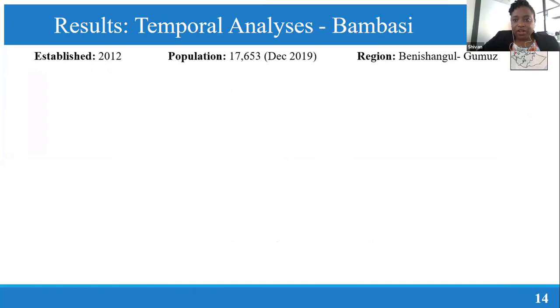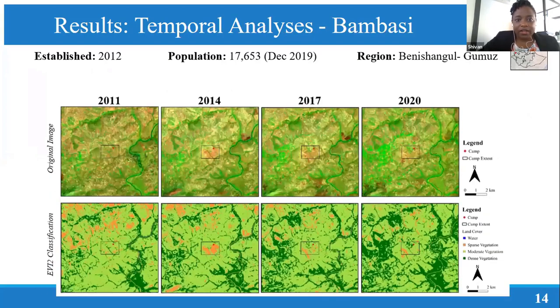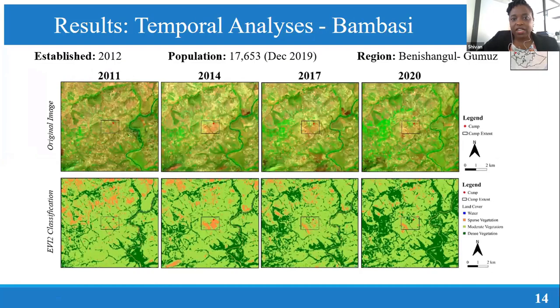And for the temporal analysis, the first camp analyzed was Bambasi, which was established in 2012 and with a population of 17,653 in the western region of Benishangul-Gumuz. As we can see in the original image, this black square in the middle is the camp extent that was just drawn from Google Earth imagery after visual inspection. And a 5 kilometer buffer area was offset from that to give the study area for this camp.